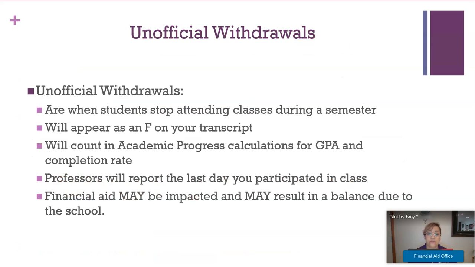Unofficial withdrawals. Unofficial withdrawals are when students stop attending classes during the semester. It will appear as an F on your transcript, and will count in academic progress calculation for GPA and completion rate. Professors will report the last day you participated in class, and financial aid may be impacted and may result in a balance due to the school. If you're thinking of just stopping attending your classes, please get in contact with our office, talk to your professors, and don't just stop showing up.